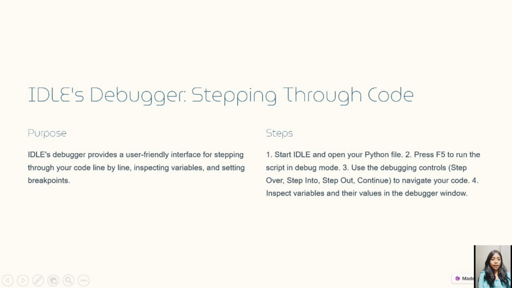Start IDLE and open your Python file. Step 2. Press F5 to run the script in debug mode. Step 3. Use the debugging controls: step over, step into, step out, and continue to navigate your code. Step 4. Inspect variables and their values in the debugger window.